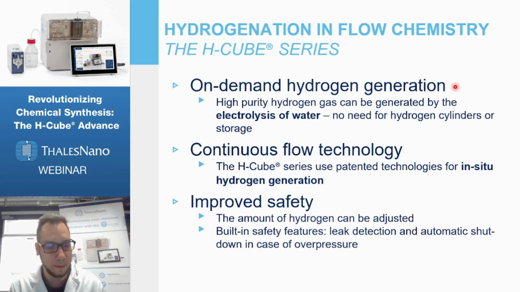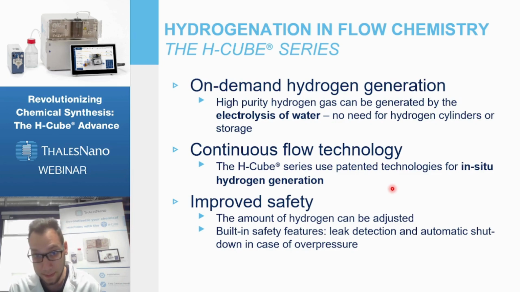And that was the major breakthrough that happened 22 years ago with our first generation of H-Cubes, which allowed continuous flow hydrogenation for the first time. The main advantage of this technology is that you don't have to store any excess hydrogen, for example, in cylinders or built-in gas lines in your fume hood. And the second advantage is that you are only generating as much hydrogen as you are using in your reaction.